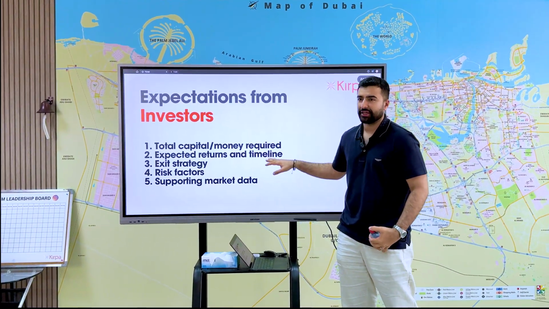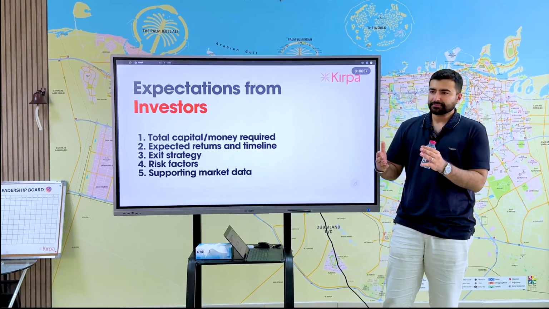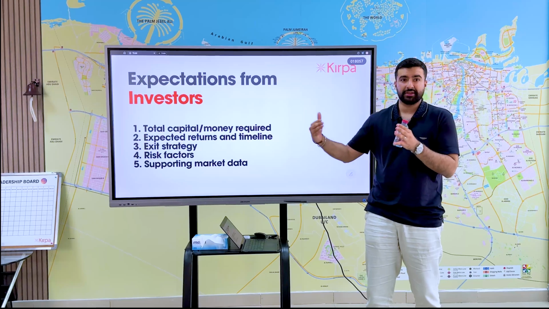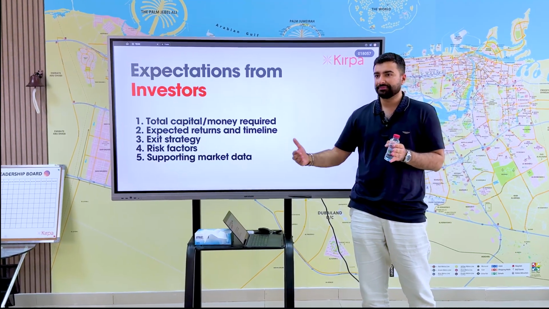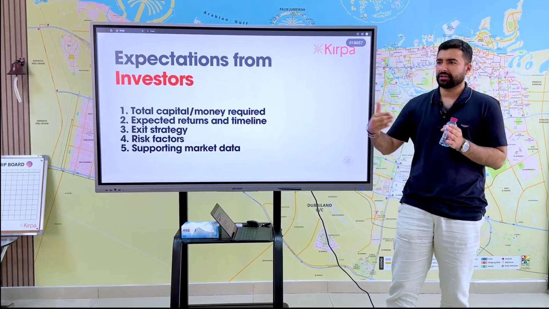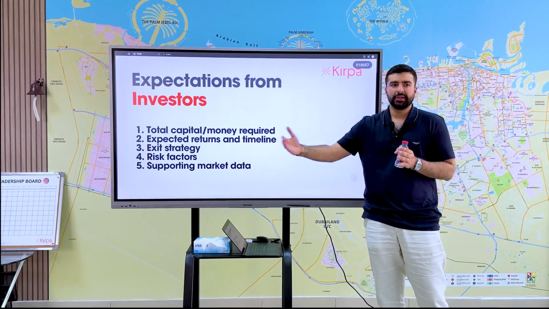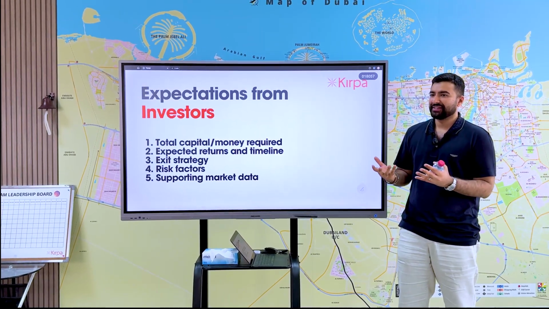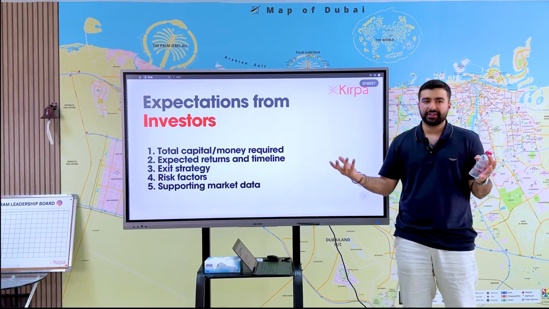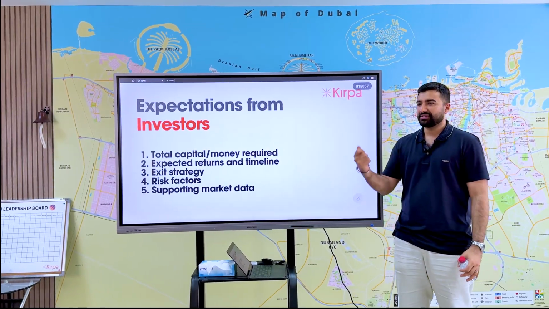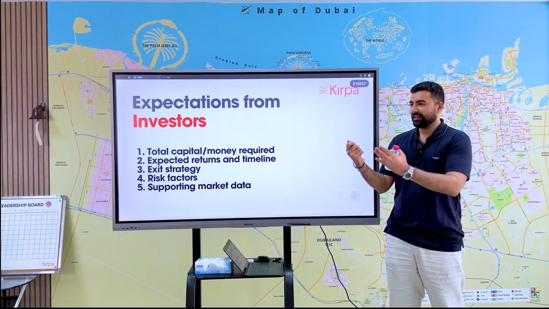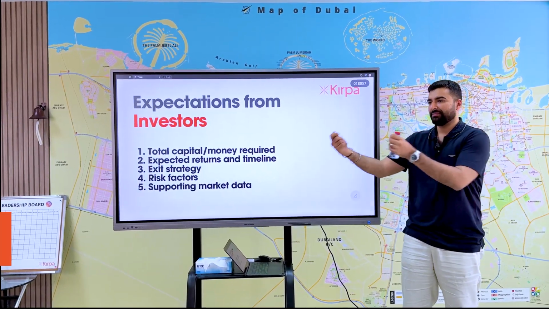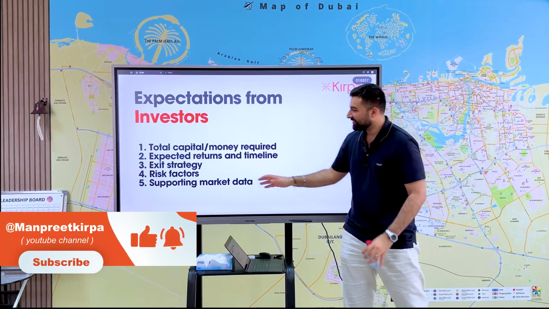Expected returns and timeline. Again, this is going back. You have to calculate the returns. You have to show the returns and how much time, because it could be 1 year, 2 years, 3, or 4. It depends on your strategy. You have to create the strategy, otherwise the investor's not there to create strategies. The investor is there sitting with the money. You have to tell him, look, this money goes here. In 3 years' time, this is what you get back. That's it. It's that simple.